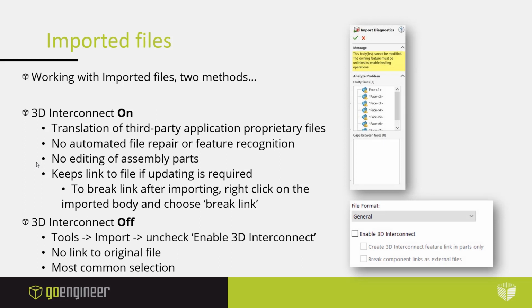The last method would be 3D interconnect off. So in Tools, Options, Import, the 3D interconnect box can be deselected. Okay, no link then remains to the file. So if it's a STEP file or IGES file, it allows you to manipulate that file. If you leave 3D interconnect on, one thing you might see, like that import diagnostics box in the top right, there's no options to repair the file. It doesn't allow you to edit the file at all.